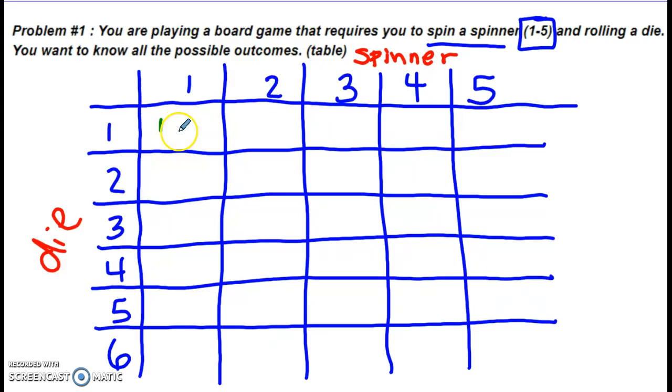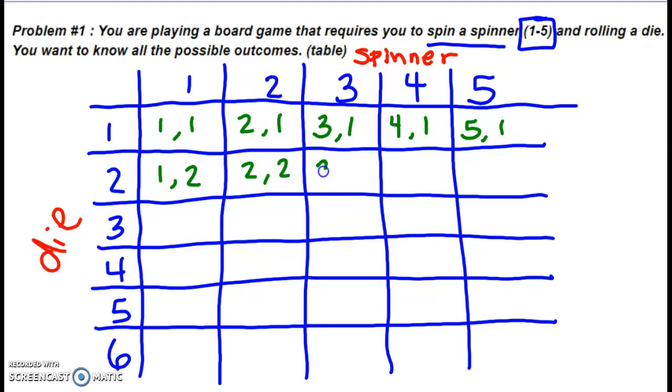I could spin a 1 and then roll a 1. I could spin a 2 and then roll a 1. I could spin a 3 and then roll a 1. A 4 and then roll a 1. A 5 and then roll a 1. And so those are my options when I roll a 1 with each of the different spinners. So I'm going to continue the pattern as I keep going. I could spin a 1 and then roll a 2, and hopefully you're seeing the pattern as we go across, just pulling numbers from both sides.